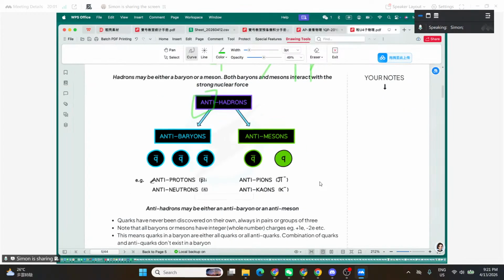This one is the antiproton, so we write it in this way. The antineutron is written this way. P bar, N bar. The bar goes on the head. Understand?